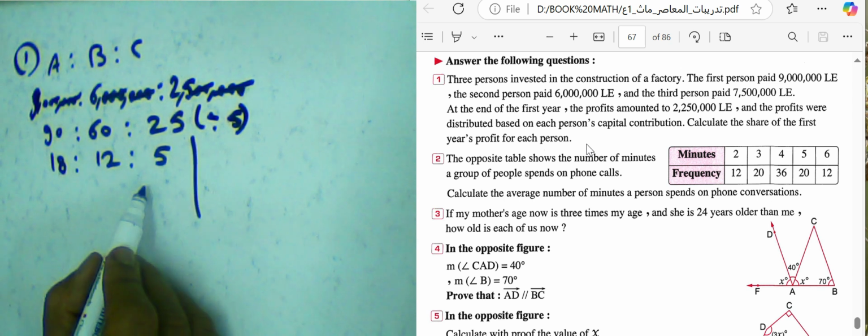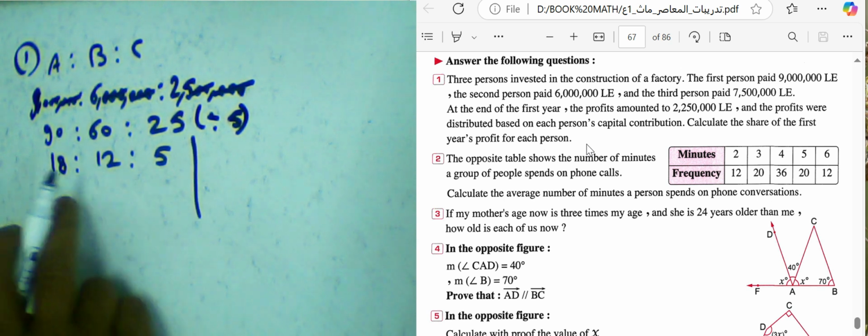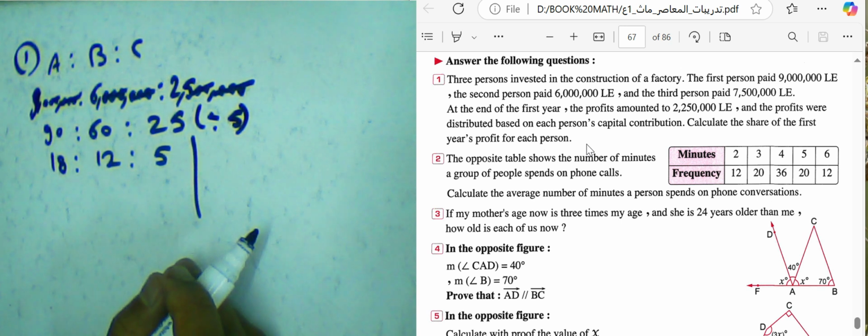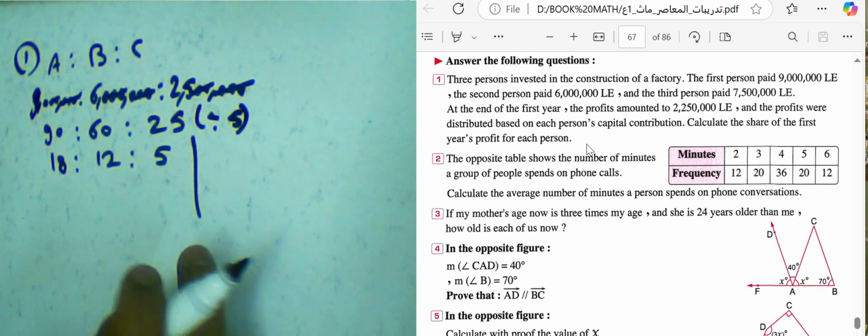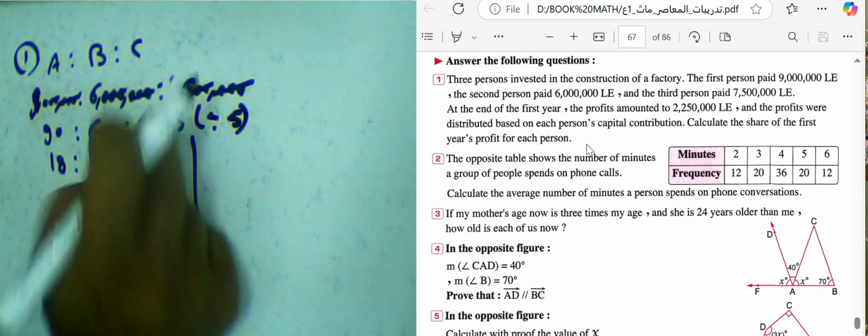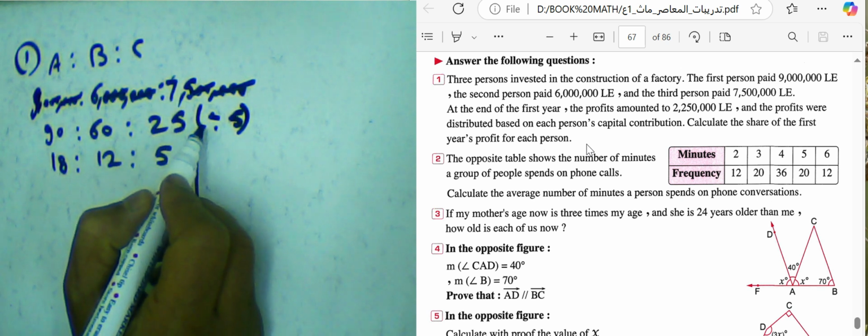And then we can add them together. 18 plus 12 plus 5, because we have the profits, sorry, it was 2,250,000.